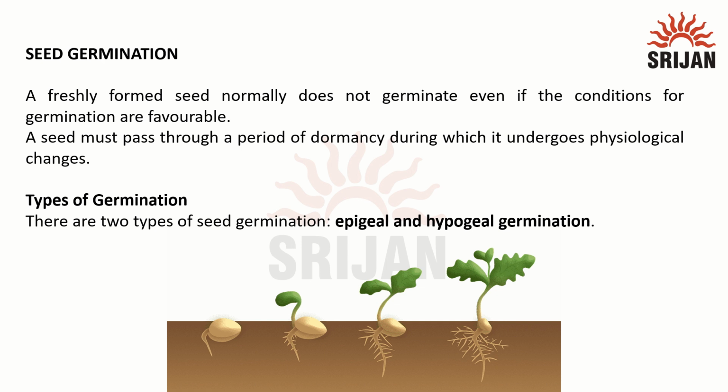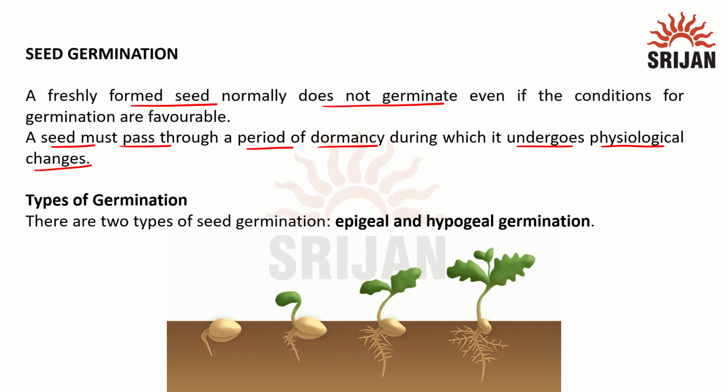Now, a freshly formed seed normally does not germinate. So, if I grow a plant and pluck the seeds immediately and put them in soil, they will never germinate, because one, they do not have favorable conditions. Second, they are not mature enough. Even if you give favorable conditions, the seed will not grow because of the maturity period. So a seed must pass through a period of dormancy during which it undergoes certain physiological changes. Only then will it be able to germinate.